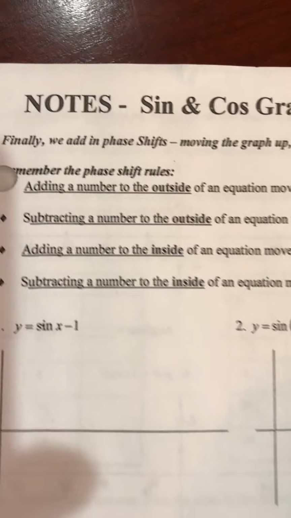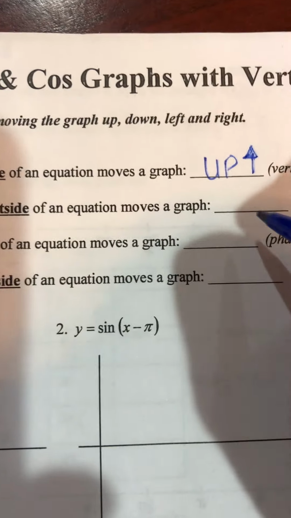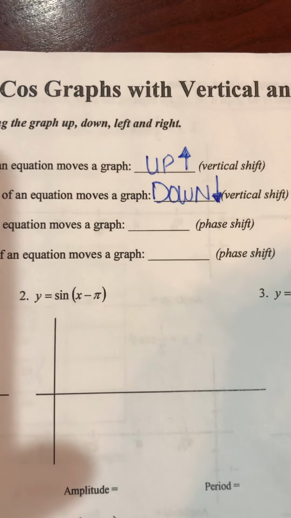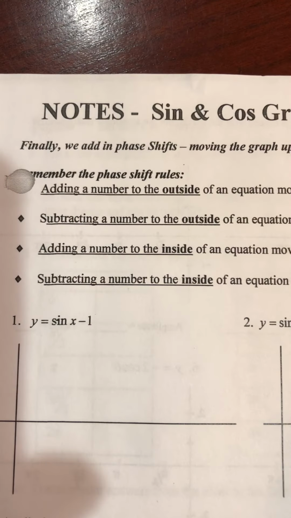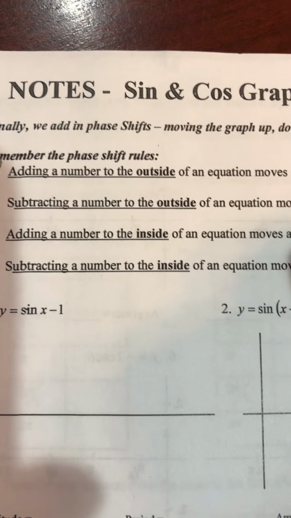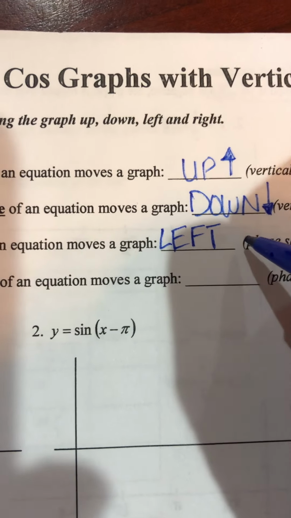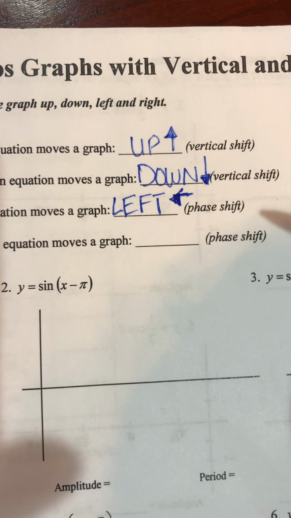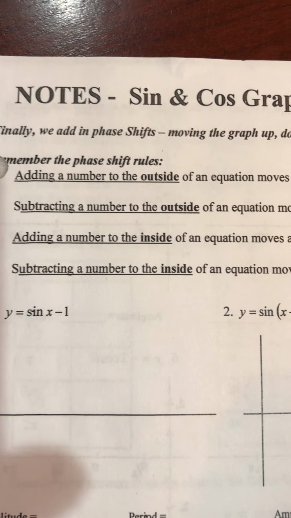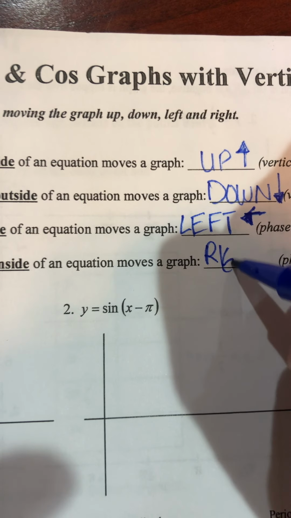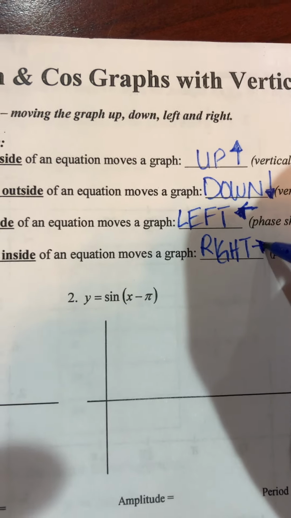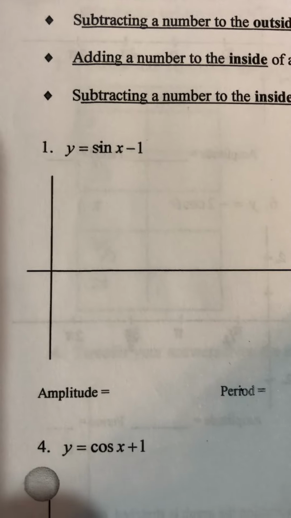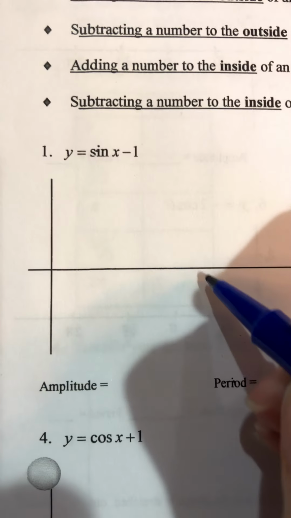That makes sense, right? If we subtract a number on the outside, we have already learned that this moves our graph down, another kind of vertical shift. When we add a number to the inside of a graph, we have already mastered that it moves our graph left, and we call this a horizontal shift or a phase shift. And then you guessed it, when we subtract a number from the inside, that's going to move our graph right, another kind of phase shift. So what we're going to do is take our main wave, sine, cosine, and do some up, down, left, right movements with them.